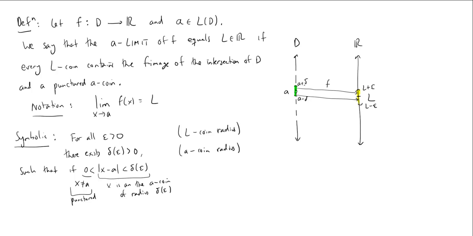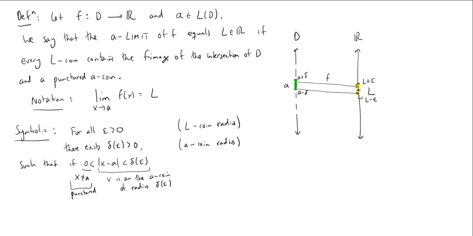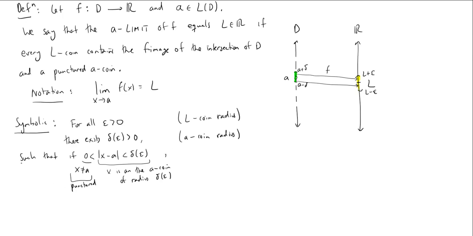So if you're in here, then you apply F. If I apply F to that point x, then it should be in this L coin of radius epsilon, which tells me that the distance between f of x and L is less than epsilon. That's the symbolic form.